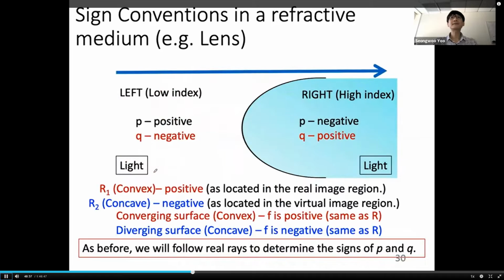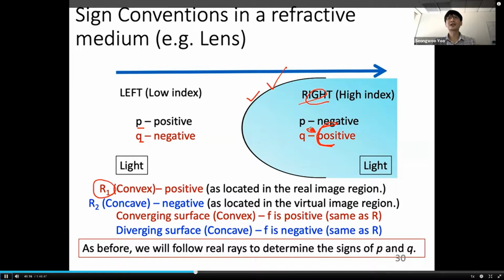All right. So here is another sign convention with this refractive medium. And then p and q, well, again, you will just follow these real rays, okay? But what about this radius of curvature? In this diagram, we have this convex surface. Therefore, our center of the curvature will be defined somewhere here, yeah? Behind this surface. And we know that inside this water tank, the light, the real ray, is still present inside of the water tank.